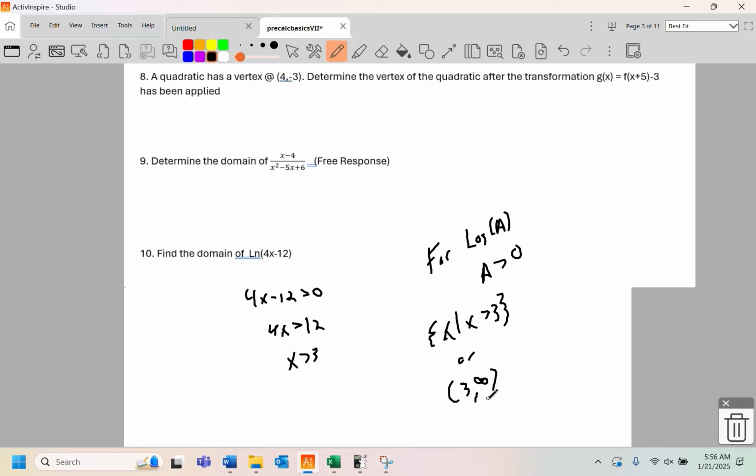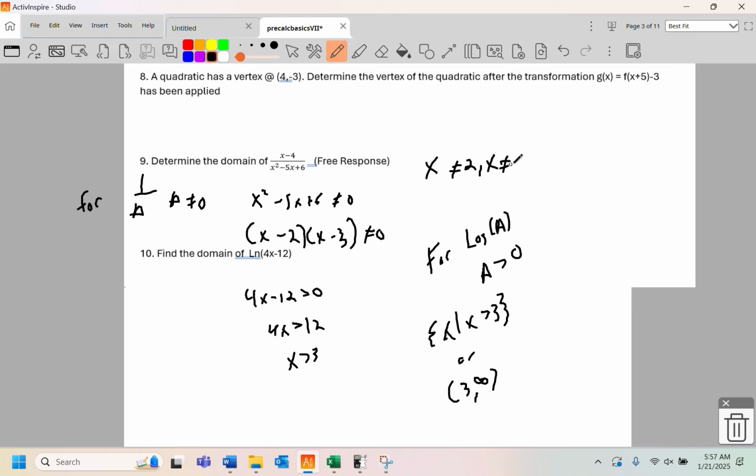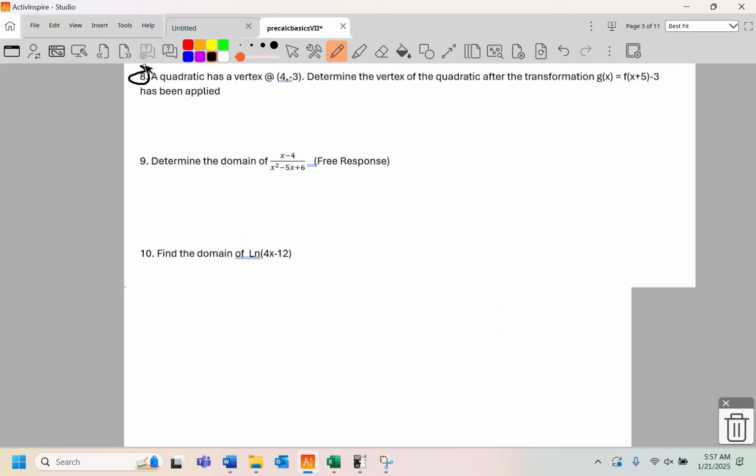Moving forward to 9. You know that for 1 over something, the something cannot be 0. So x squared minus 5x plus 6 is not 0. This one's not as easy as the last couple have been, but it's really not that hard. You just have to factor factors of 6. A positive 6 would be negative 2 and negative 3. And negative 2 and negative 3 add to negative 5. So I know that x cannot be 2, and x cannot be 3. There's only about 3 or 4 of you that haven't quite figured out number 9. That's super easy.